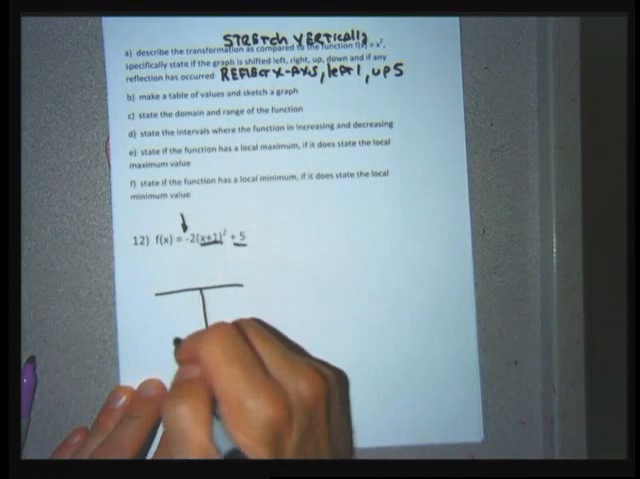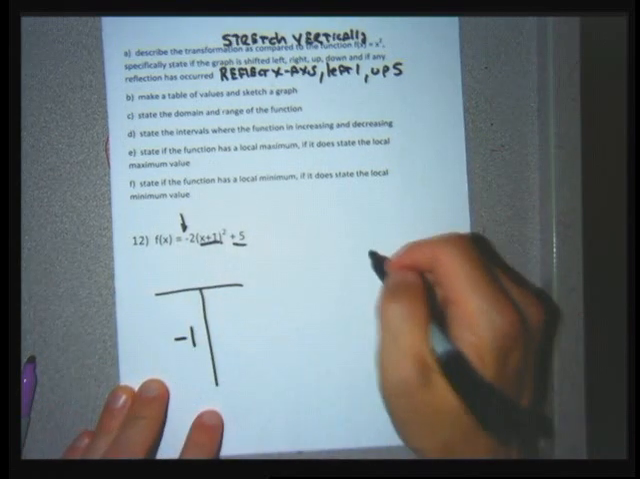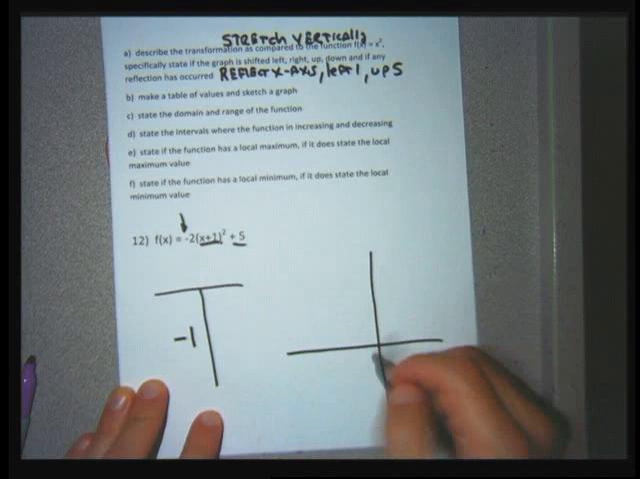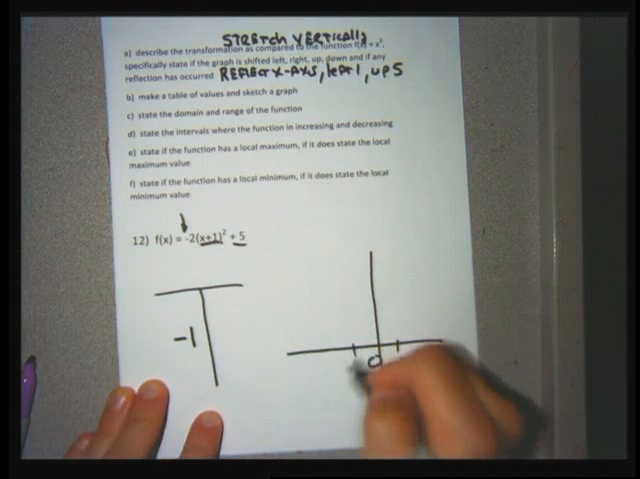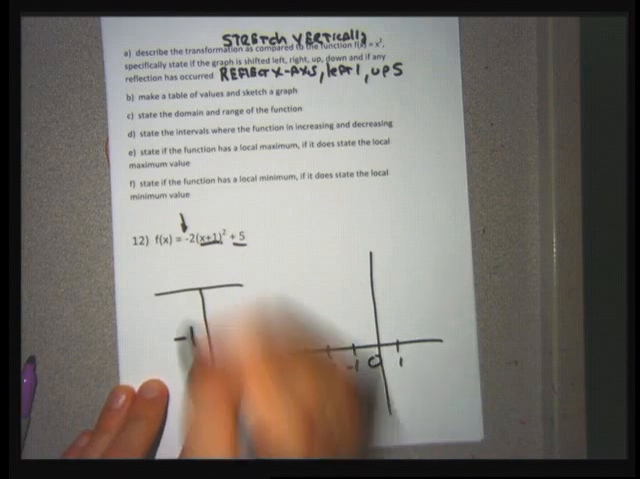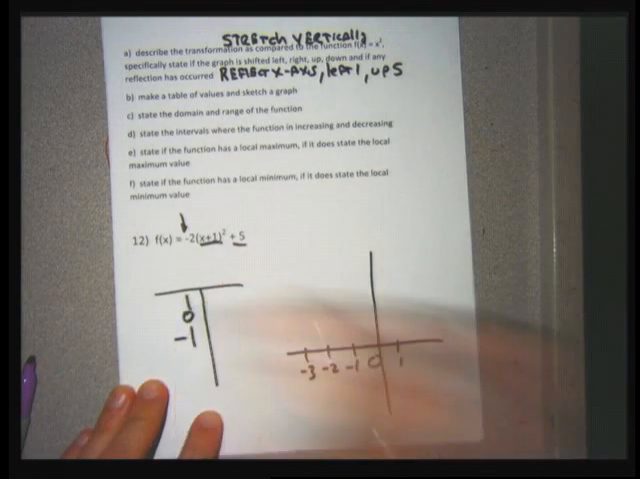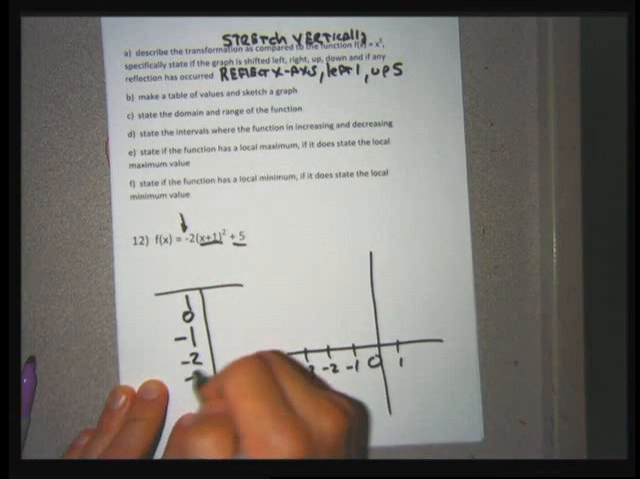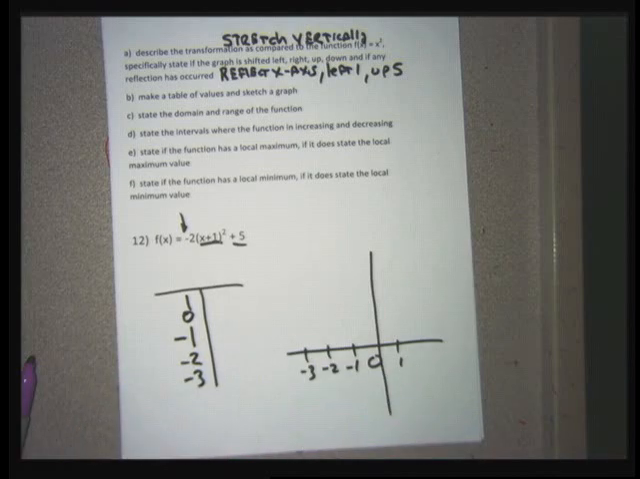Take the sign of the plus 1, change it, put a minus 1 in the middle of my x column. Now I'm going to find that minus 1 on my x-axis. Take numbers to the right of minus 1, which are 0 and 1, and to the left of minus 1, which are minus 2 and minus 3. Those are my x's.